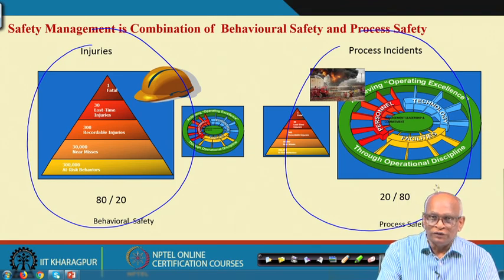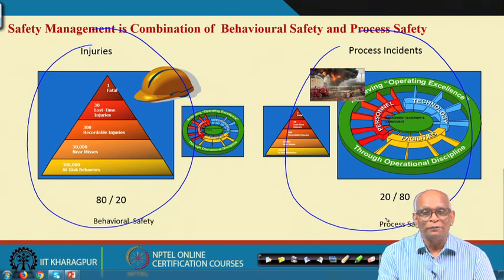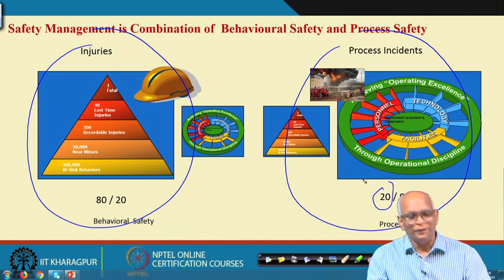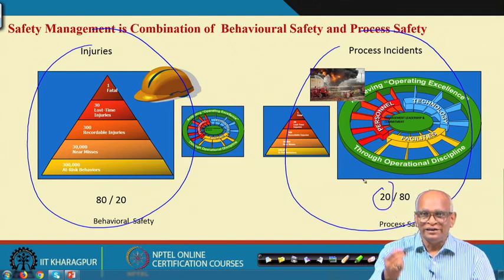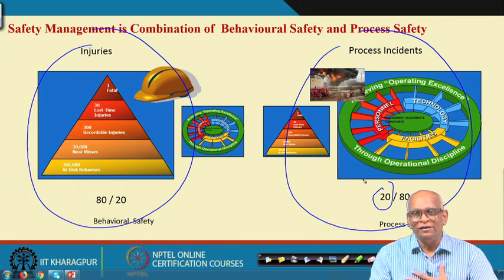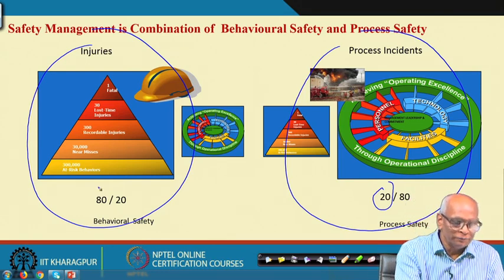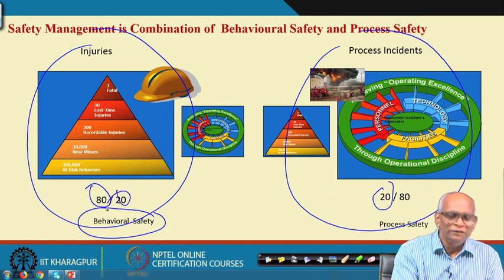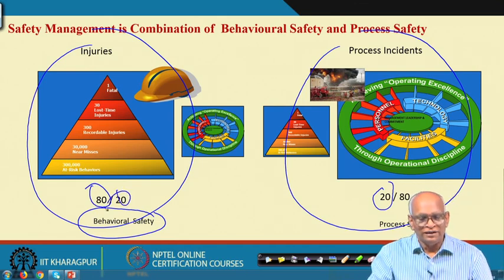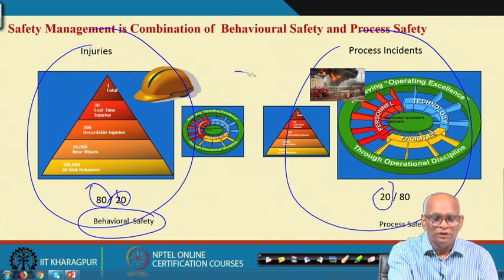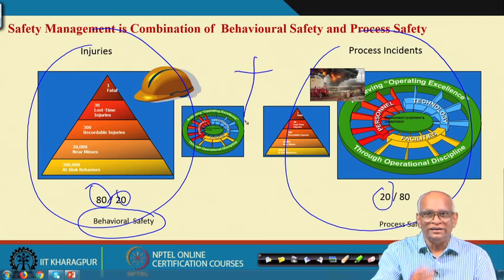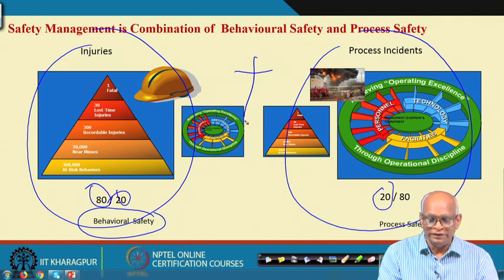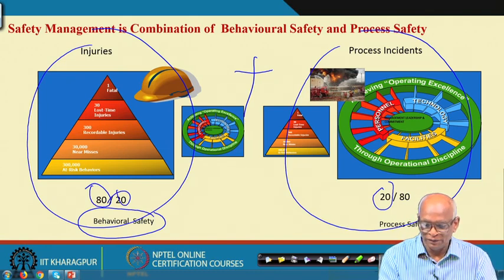So, when you are applying process safety, you require at least 20% of behavioral safety also. So, behavioral also should cooperate. If you are applying behavioral safety, 80% is behavioral safety, 20% is process safety. The combination of these two is used in this organization to make this occupational health safety management system successful.